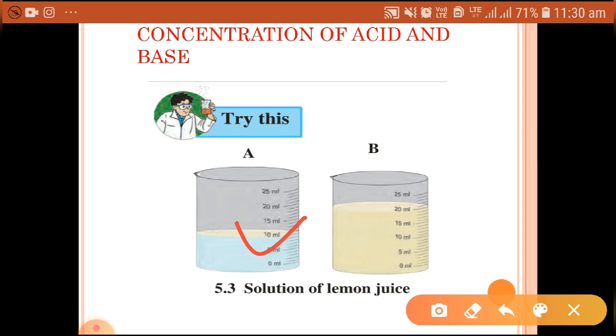The proportion of solute in a solution is called the concentration of solute in the solution. Means amount of solute in the solution is nothing but concentration of solution or concentration of solute in that solution. So in the first beaker, concentration is more because water is less. So amount of solute is equal but water is less. So as compared to the second one, water is more. So you can see concentration of A will be higher and concentration of B will be lower.